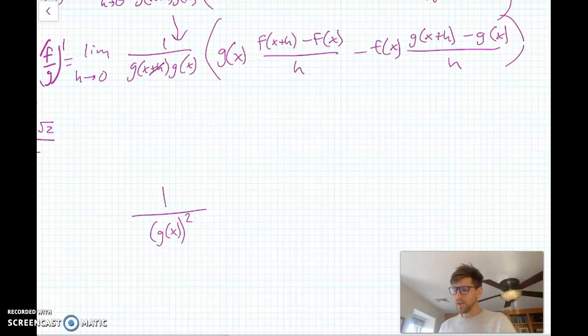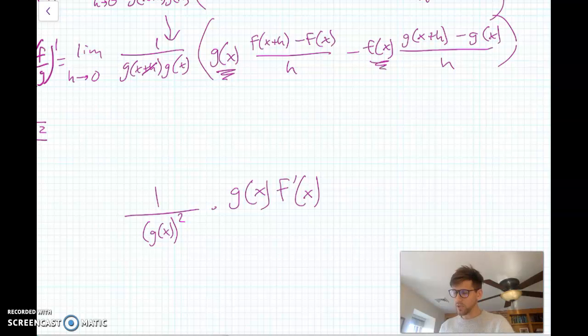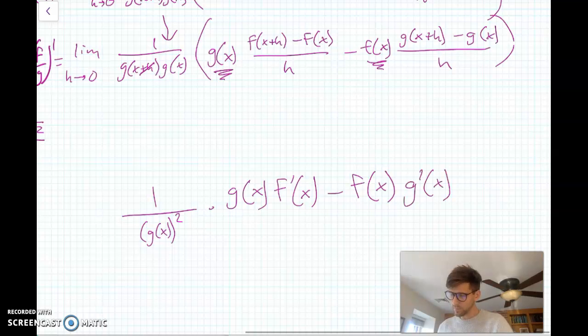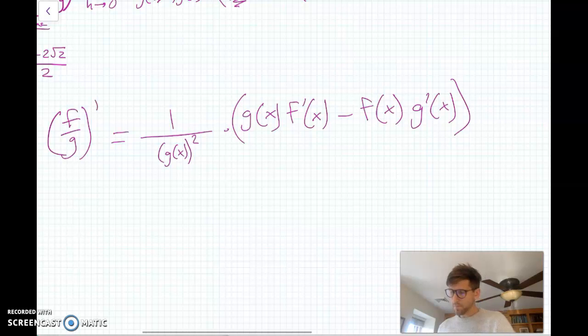The limit of g of x, if we just look at that part, that's just going to be g of x. The limit of this as h approaches 0, well, that's the definition of the derivative, so that'll be f prime of x. Again, the limit of, well, there's no h in there, so that's just going to be minus. And then this limit is the definition of the derivative, so I would get g prime of x. And so you can now see we've taken the limit, so now we can just simplify.